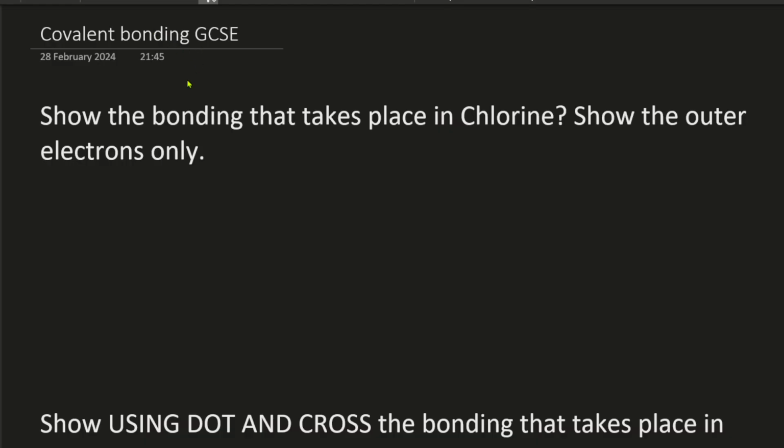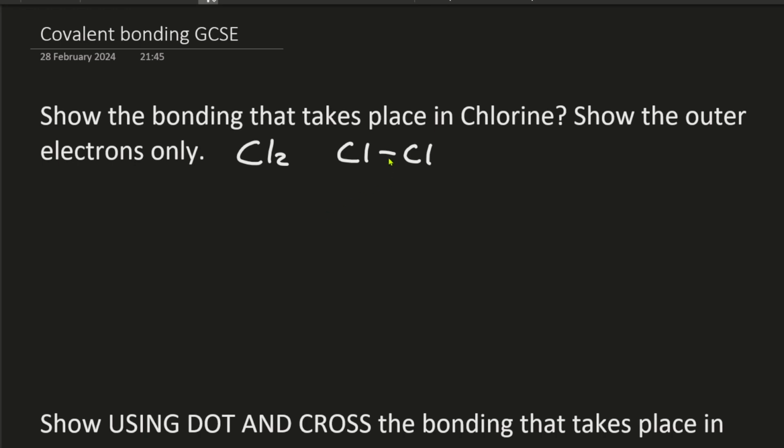Hi guys, so today we're going to look at covalent bonding, and I've got three molecules over here to start off with. Chlorine. Show the bonding that takes place in chlorine. Now chlorine is a diatomic molecule, so it's written as Cl2. It's sometimes also shown as Cl with a single bond, Cl. And what we're going to do then is transfer that information into a dot and cross diagram.